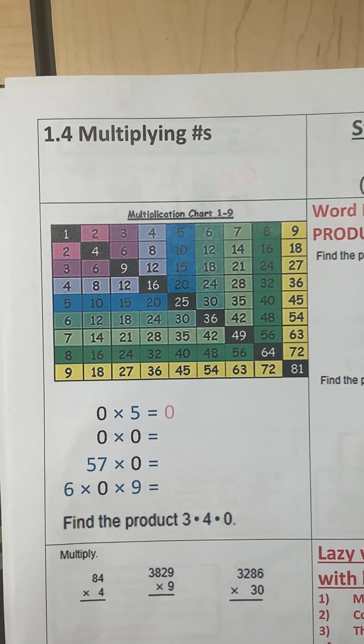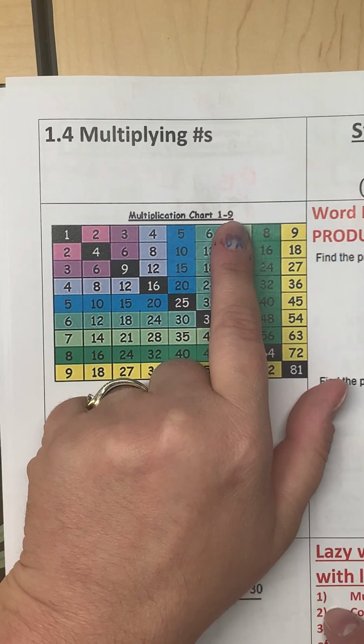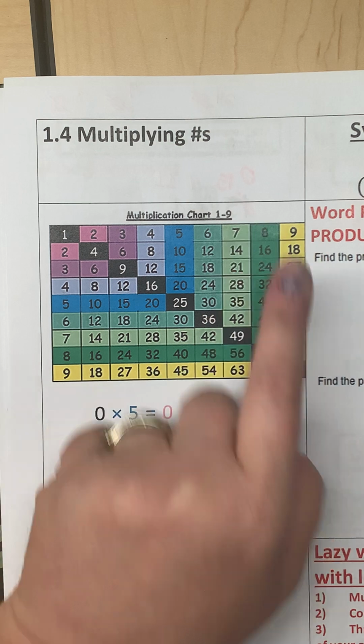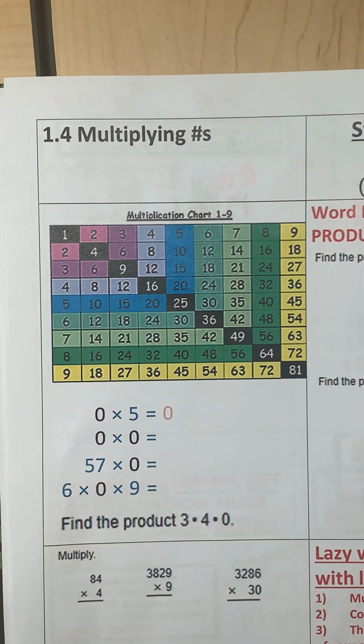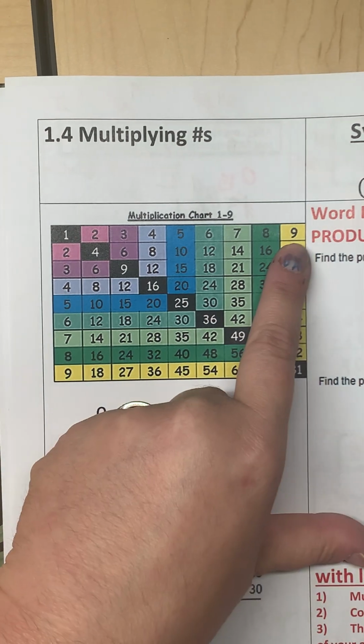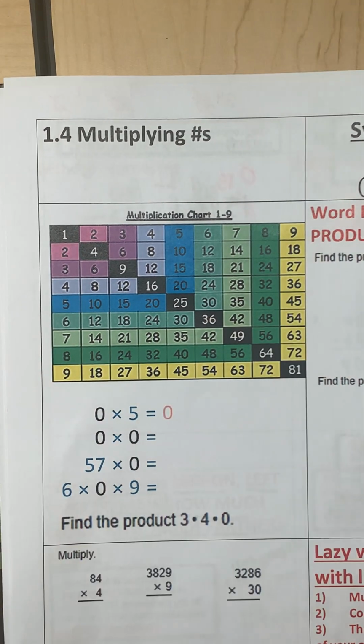So I would suggest learning your multiplication charts or your multiplication facts, at least up to the nines. Like 9 times 1 is 9, 9 times 2 is 18, 9 times 3 is 27. Yeah, you get the point. Okay.